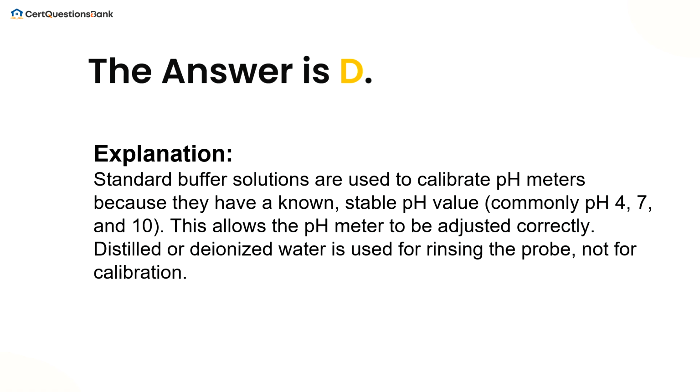Standard buffer solutions are used to calibrate pH meters because they have a known, stable pH value, commonly pH 4, 7, and 10. This allows the pH meter to be adjusted correctly. Distilled or deionized water is used for rinsing the probe, not for calibration.